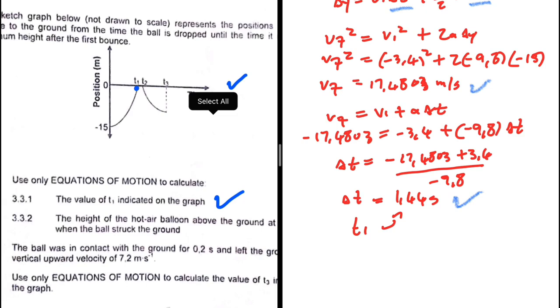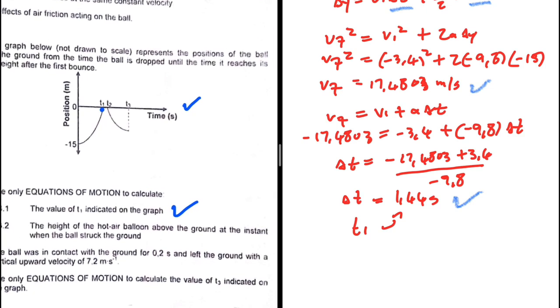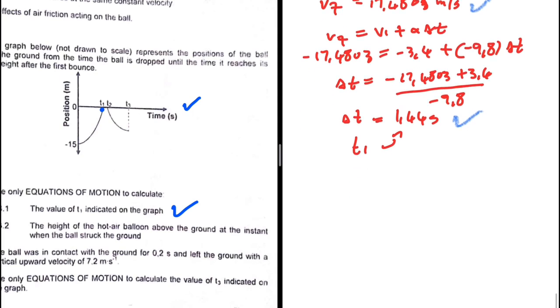And then the next question, we are interested in the height of the hot air balloon above the ground at the instant where the ball strikes the ground. Okay, let's take a look at that question. So as the ball is moving downwards, the hot air balloon continues to descend, to move downwards, right? Because it was moving downwards initially. So let's take a look at that. We have vi, obviously, which is 3.4. Now we have delta t, because we want the displacement or the height above the ground when the ball strikes the ground, and the ball strikes the ground in 1.44 seconds. So we just need delta y, and then we're going to be able to calculate its height above the ground.